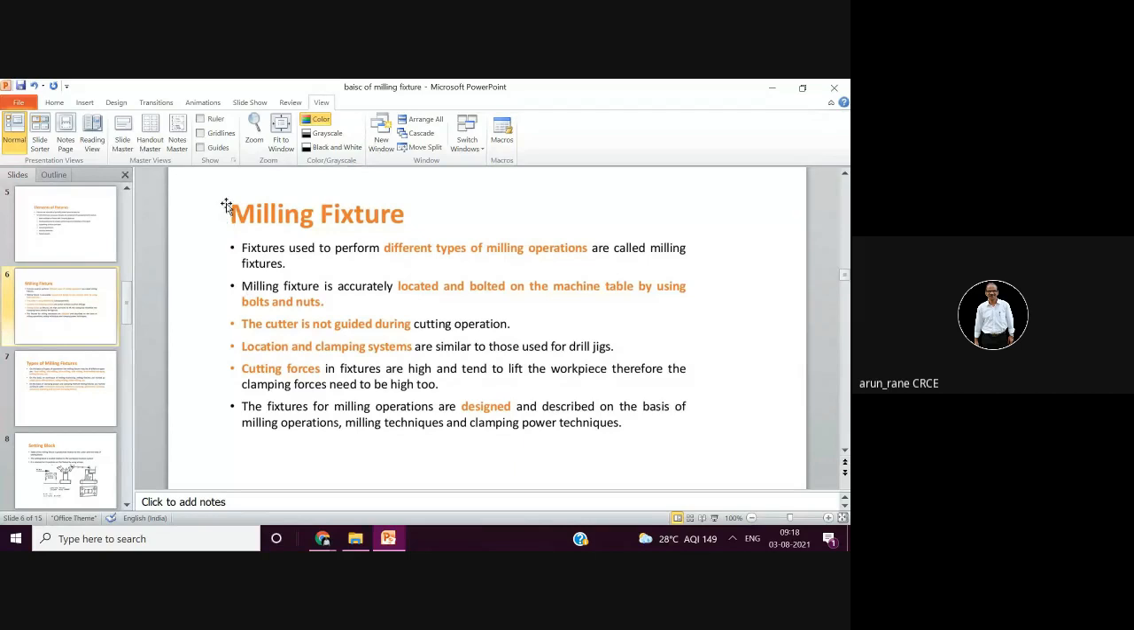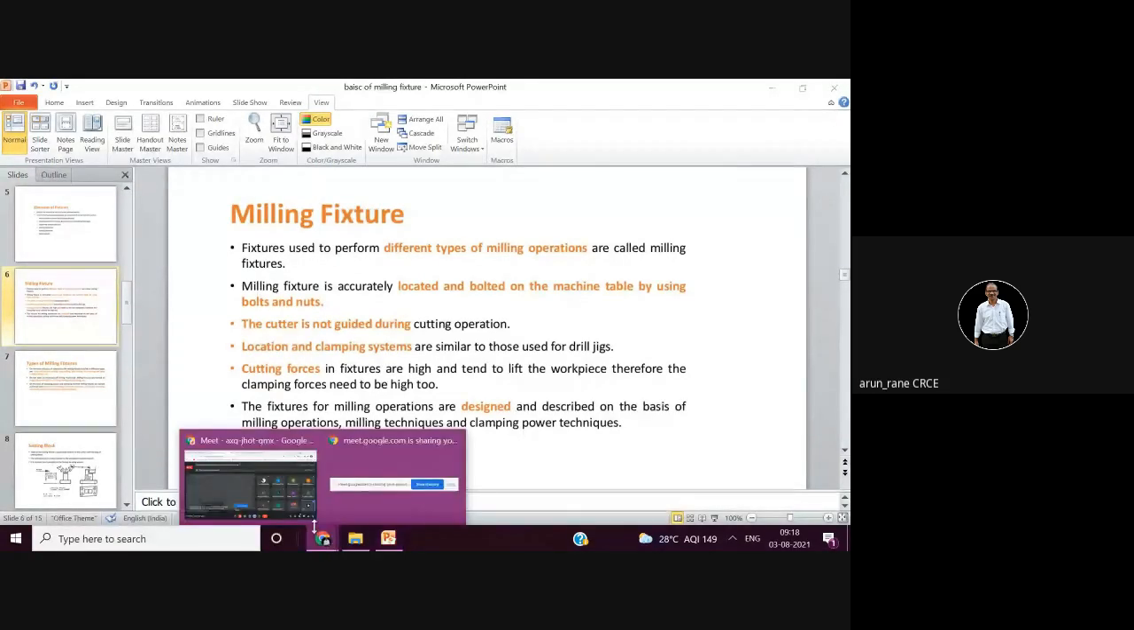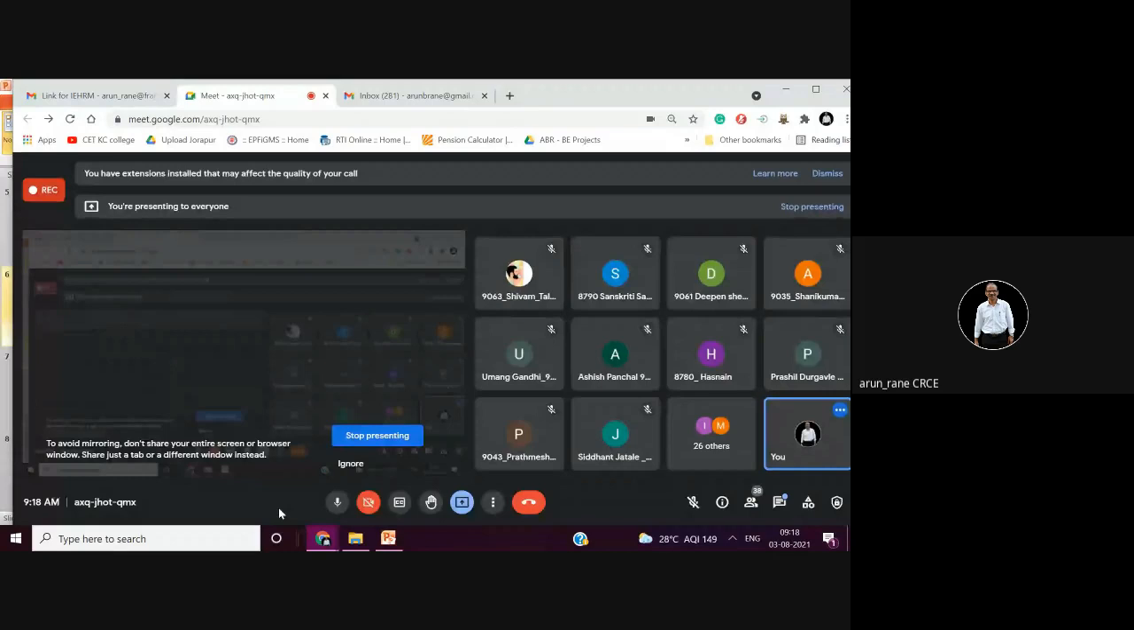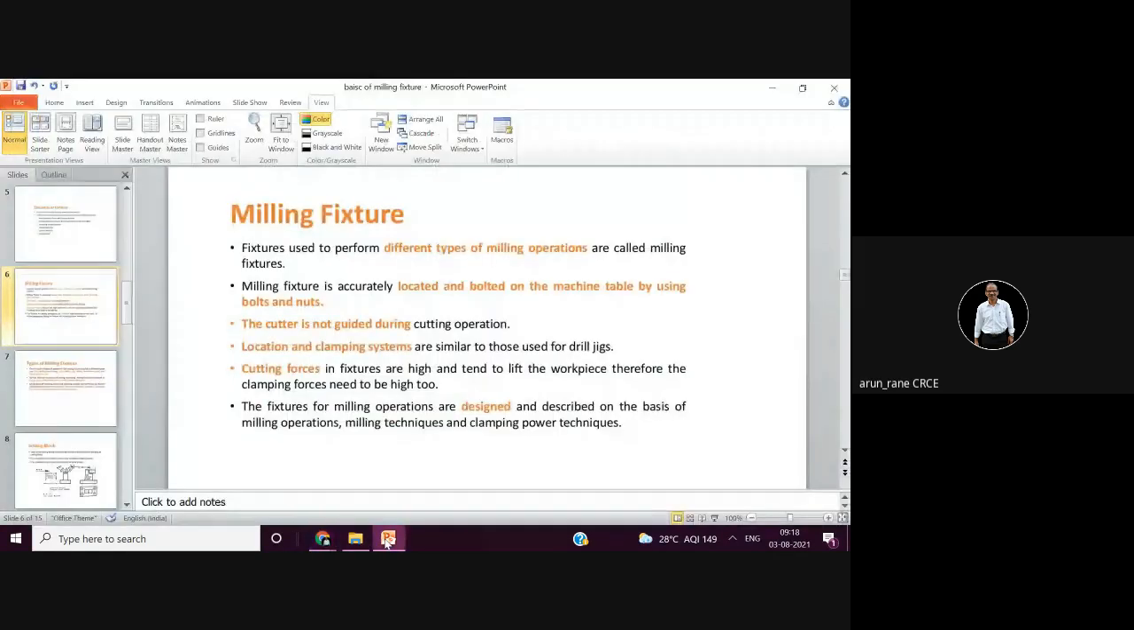Why are we concentrating on milling fixtures? Because milling fixtures are most commonly used in workshops, and we have already seen the different operations. In fixtures, the tool is not guided, like in your jig. In a jig the tool is guided, whereas in a fixture the tool is not guided. The work of the fixture is to locate and clamp the workpiece accurately and consistently.